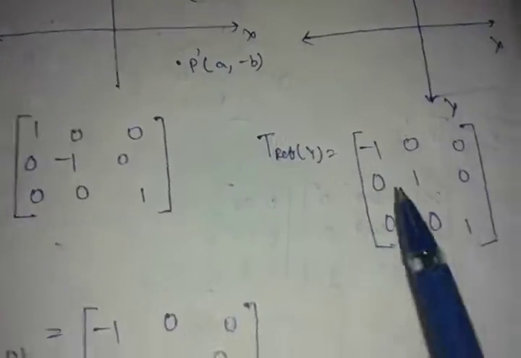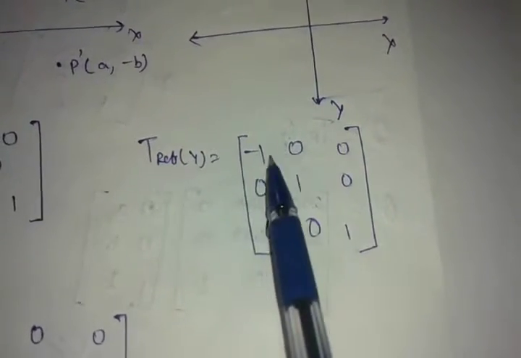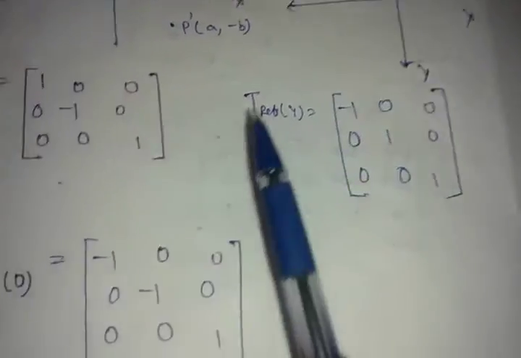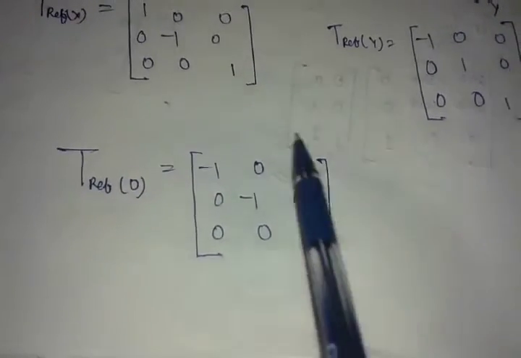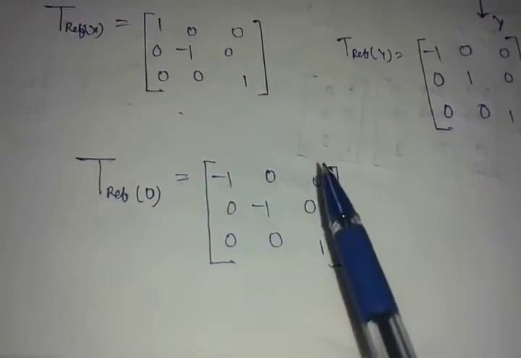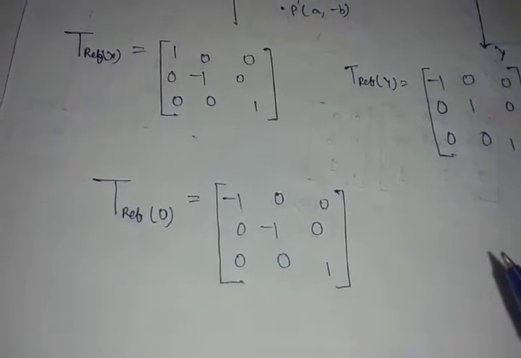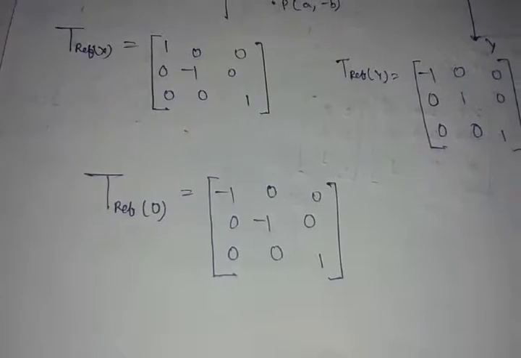In a similar way, if you want to find the reflection along the y-axis, in the first row and first column, this is minus. Fine. And if you want to find the reflection along the origin, this is the matrix. So in a similar manner, you can just calculate it and multiply it with the other matrix that you have, the matrix of the object.